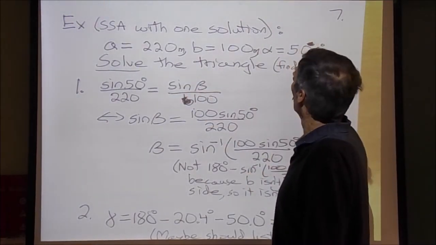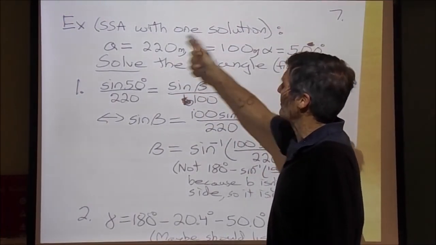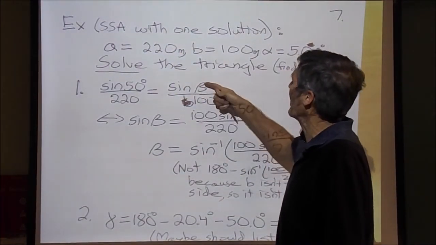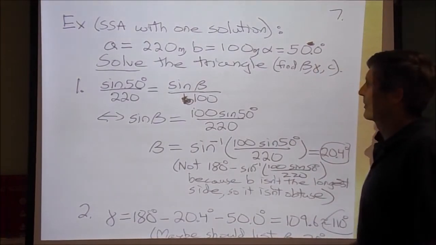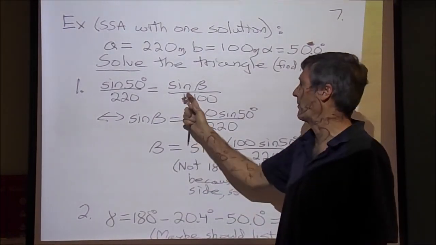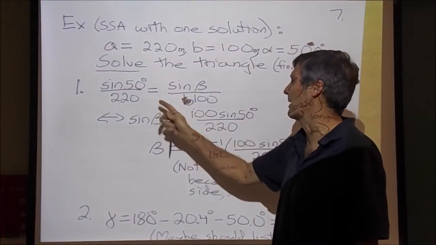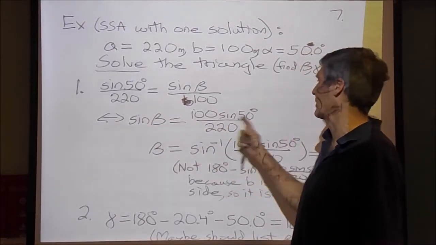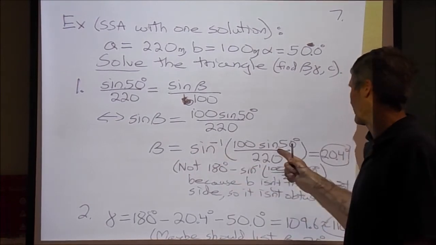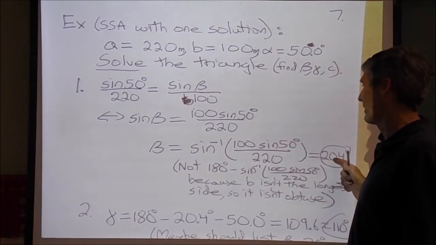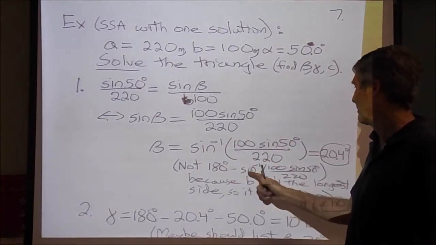Sine 50, alpha, is to its opposite side A, as sine beta is to its opposite side B, 100. Now I put in three of the four numbers. I can solve for sine beta by multiplying by 100, and then I switch sides. Sine beta is 100 sine 50 over 220. Beta is then either the arc sine of that number, which is 20.4 degrees, or maybe it's 180 minus the arc sine.